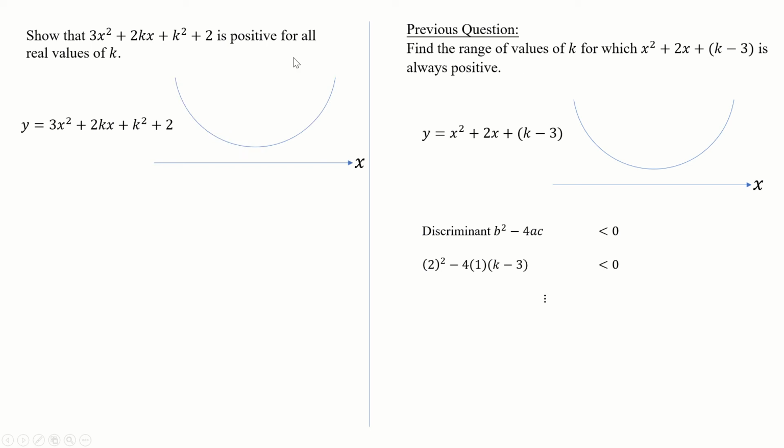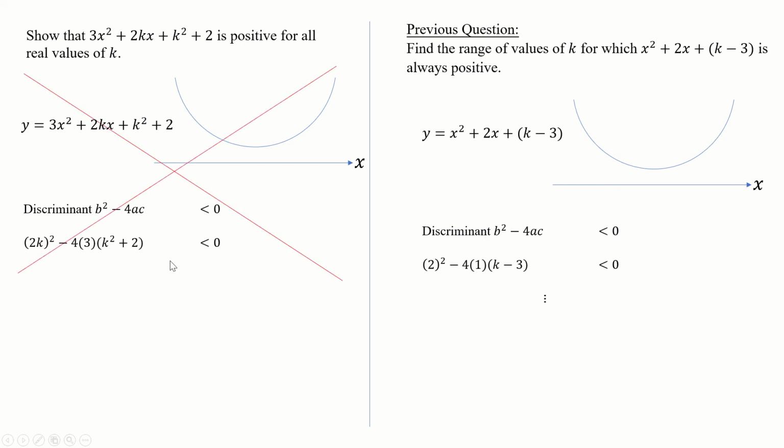So like I said earlier, these two questions look quite similar at first glance. So many students will actually do this. They will assume that the graph of y equals 3x squared plus 2kx plus k squared plus 2 lies entirely above the x-axis. They will assume this to be true. With this being true, they will then say that the discriminant b squared minus 4ac is less than 0, and so on. But let's not do this. This method is actually wrong. So what is wrong with this method?